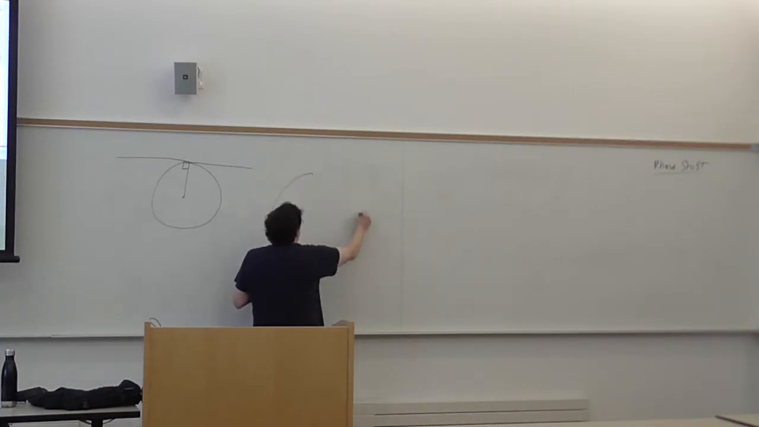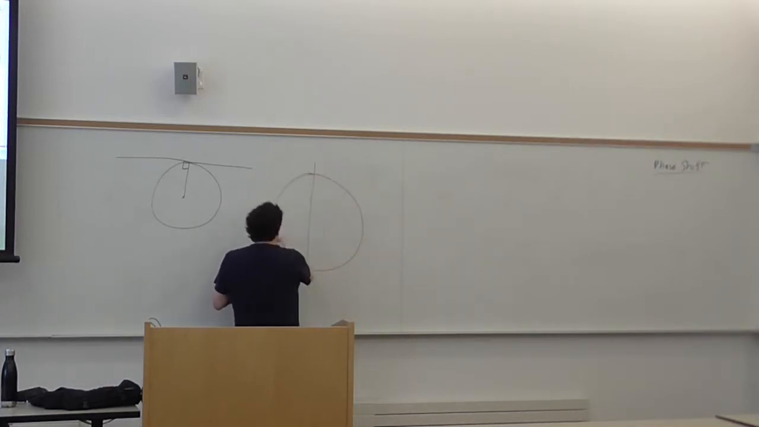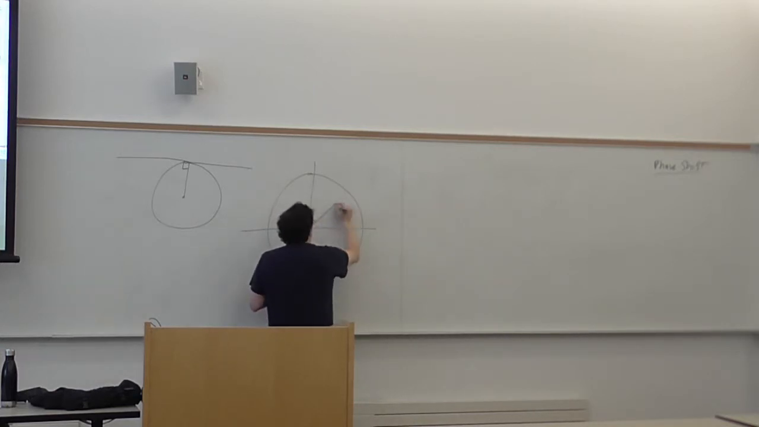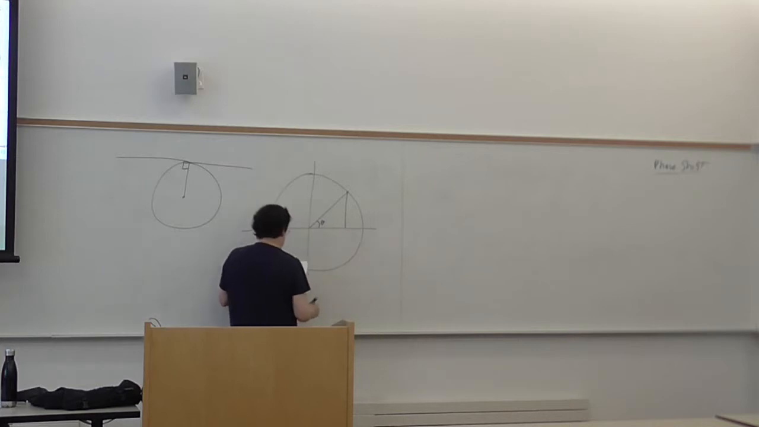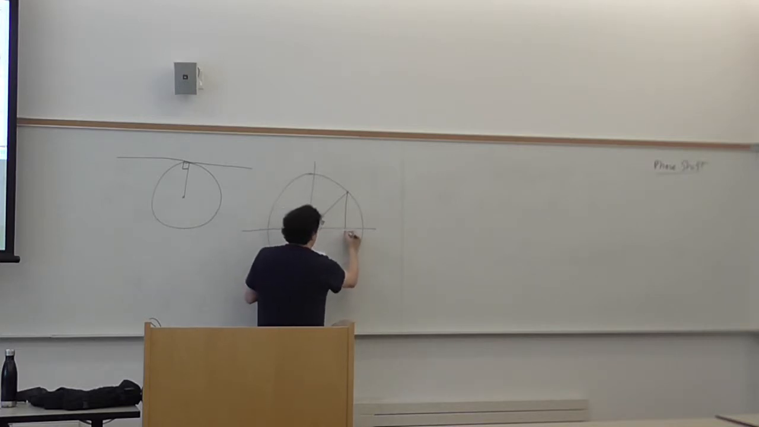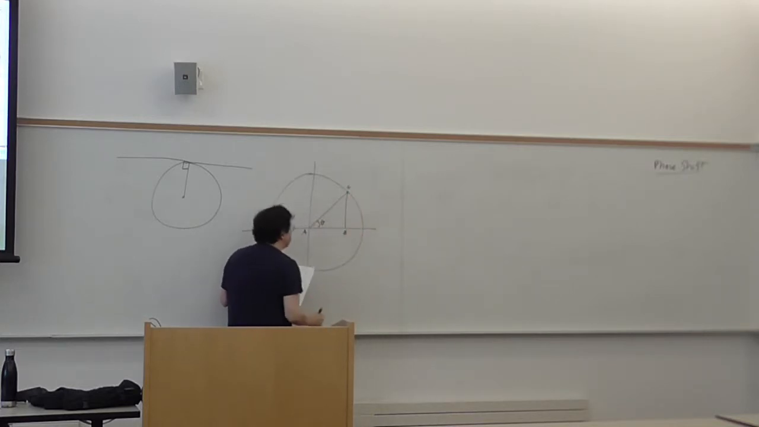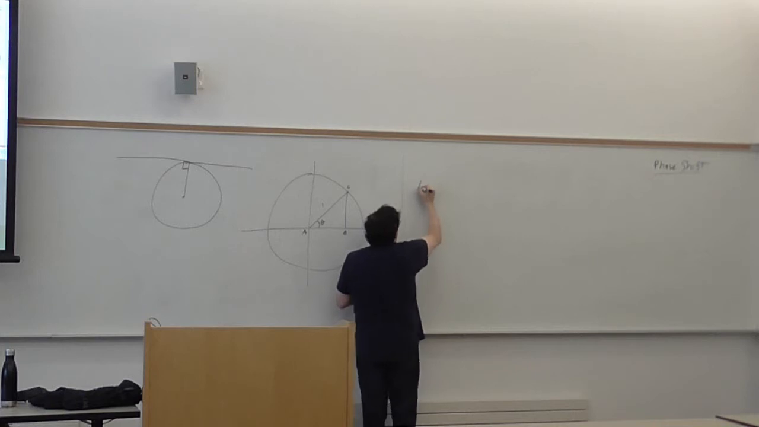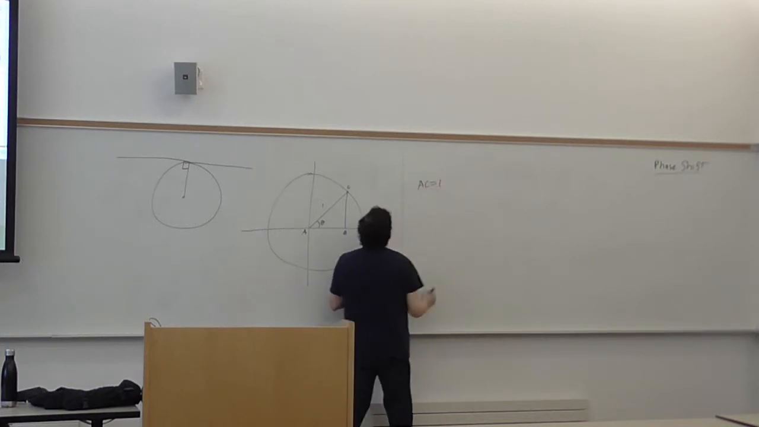Well, it's pretty straightforward. Go back to our unit circle here, and we'll take some angle theta, and let's look at this triangle here. Let's give it some coordinates, A, B, and C. And what can we say about this? Well, we know that AC equals 1 because it's a radius.